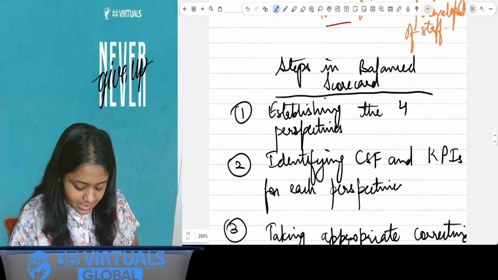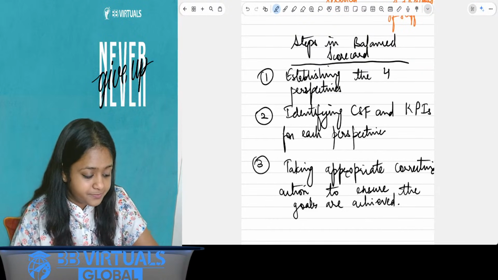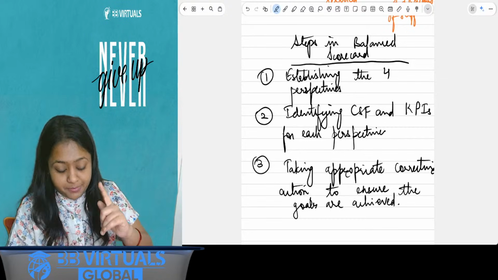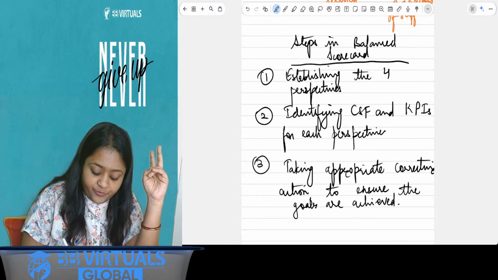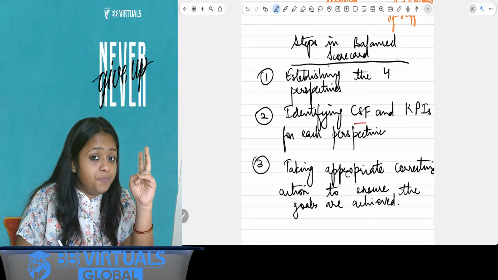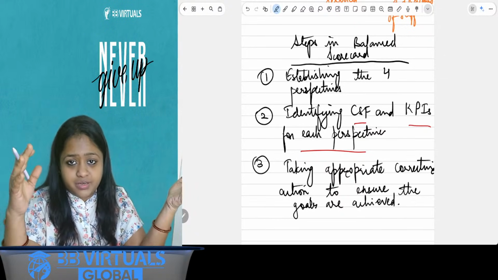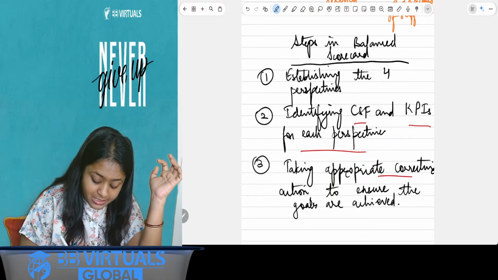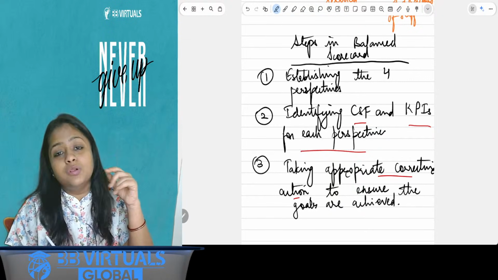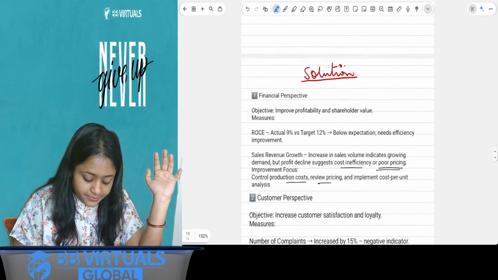Now, finally, if I have to summarize the steps in the balanced scorecard, my steps will be summarized as: number one, establish the 4 perspectives. Number two, identify the critical success factors and key performance indicators for each of these perspectives. Third, just writing down is not essential. Measure the targeted performance against the actual performance and take appropriate corrective action to ensure that the goals are achieved and variances are removed. Clear? Let's go to the next one.